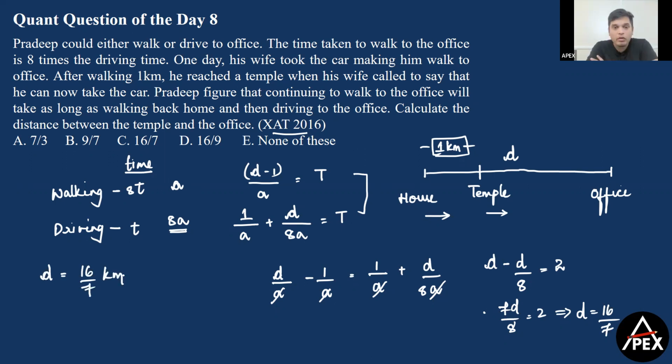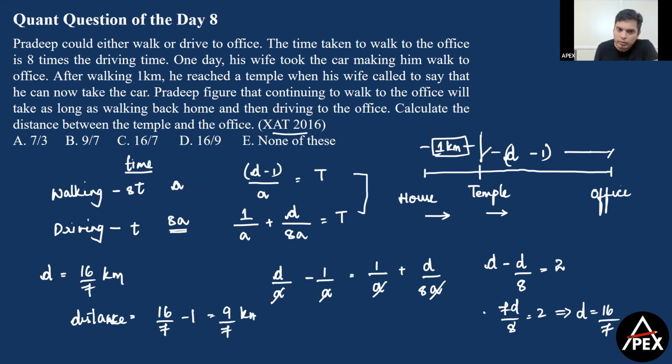Okay, now we have the value of d. Now what was asked? Calculate the distance between the temple and office. So we are not asked to find the value of d, whereas we are asked to find the value of d minus 1. So please read the question completely. The distance between temple and office, or the distance we are asked to calculate in the question, would be d minus 1, which is 16 by 7 minus 1, which is 9 by 7 kilometers. So the answer for this question should be option B.